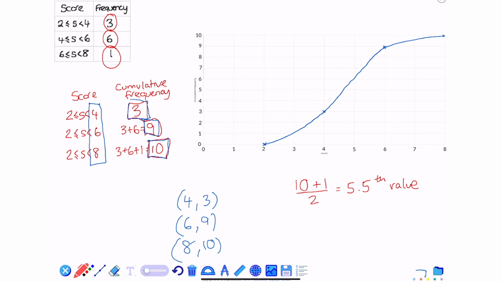There were 10 people altogether in this diagram. If I read across from 5.5 to my cumulative frequency, and I then read down, I get a value of roughly 4.8. This is my median.